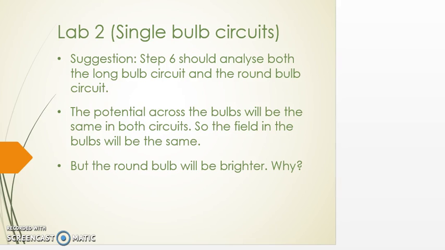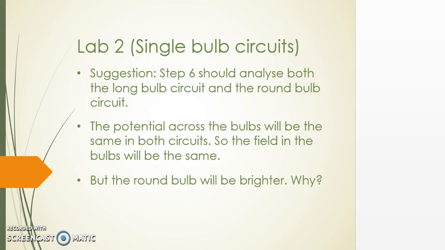And of course the answer is that the round bulb has a lesser restriction, and so the rate of flow of charge is going to be higher through the round bulb, so energy is converted more quickly.